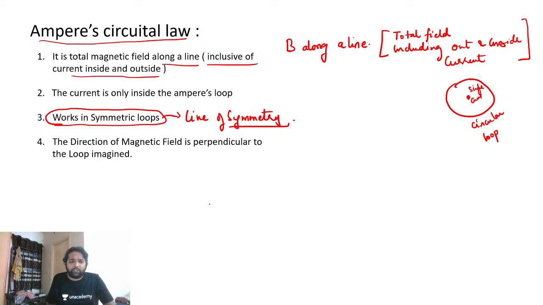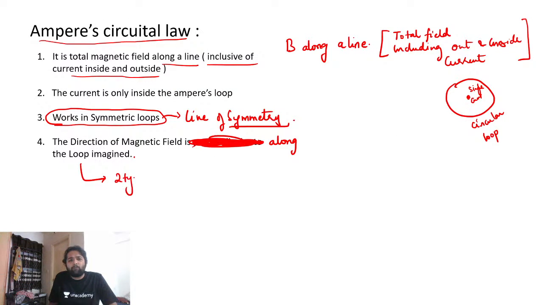Okay, and the direction of magnetic field is perpendicular to the loop imagined. It's not perpendicular to the loop imagined, it's along the line. This is wrong. It is along the loop imagined. So you take a symmetric loop, the direction of field will be along that loop. Understood? So along the loop means there will only be two types.